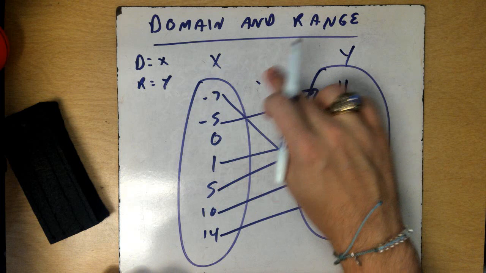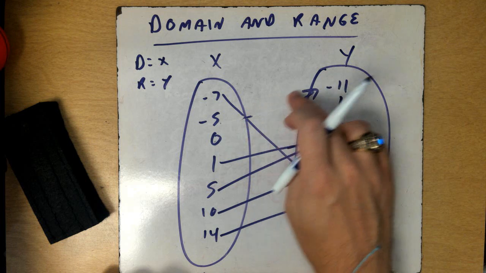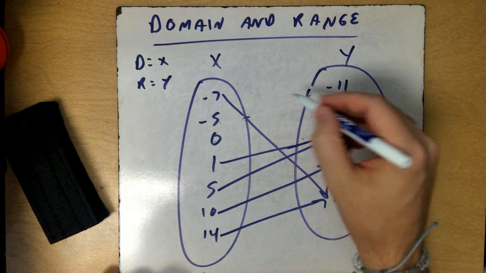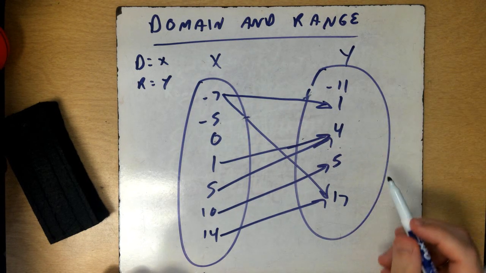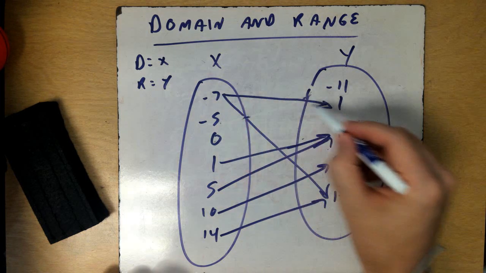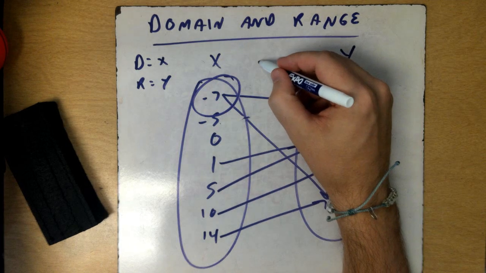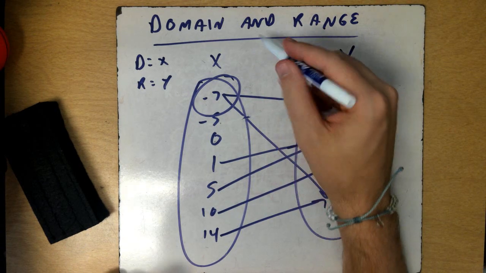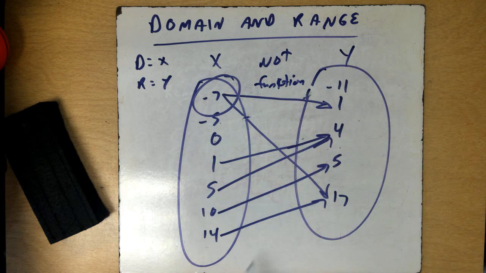Now if we were to switch some of that up, let's get rid of this line here. Let's make this real simple, and draw the 7 going here to 1. Now my -7 has a line going here and a line going down here, which means there are two x's, so it's not a function. So that's pretty much the gist of domain and range.